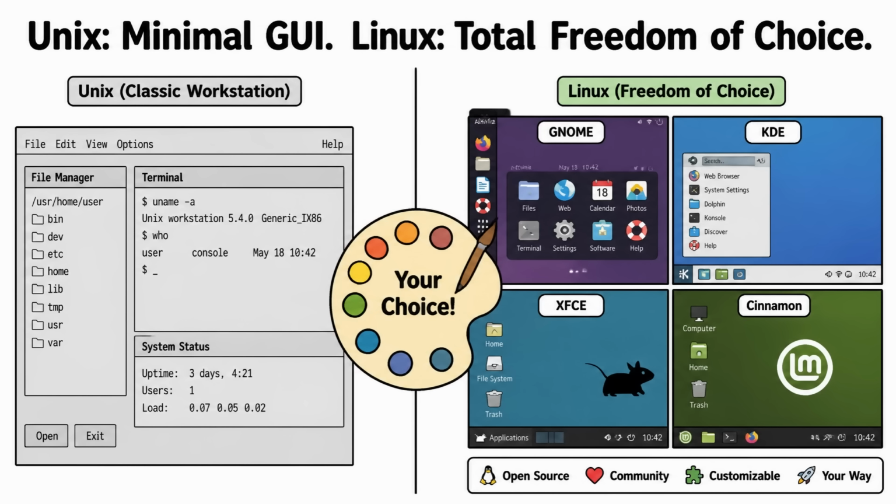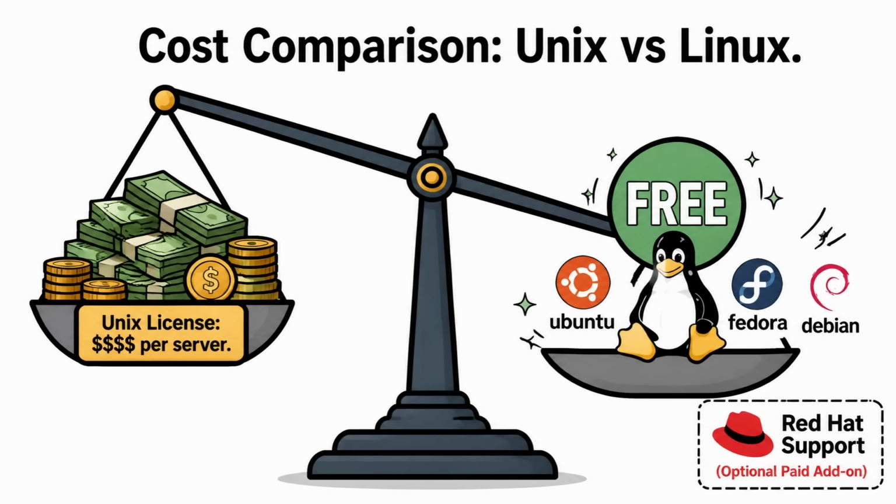Pure freedom of choice. Let's do a quick cost comparison, because this really matters. A commercial Unix license, like for Solaris or HPUX, can cost thousands of dollars per server. Large enterprises pay enormous licensing fees every year. Linux? It's free. You can download Ubuntu, Fedora, Debian, CentOS. Most Linux distributions cost absolutely nothing. Now, companies like Red Hat do offer paid support contracts for enterprise Linux, but the OS itself remains open source. This cost difference is one of the main reasons Linux exploded in the server and cloud world. Businesses saved millions by switching from Unix to Linux.